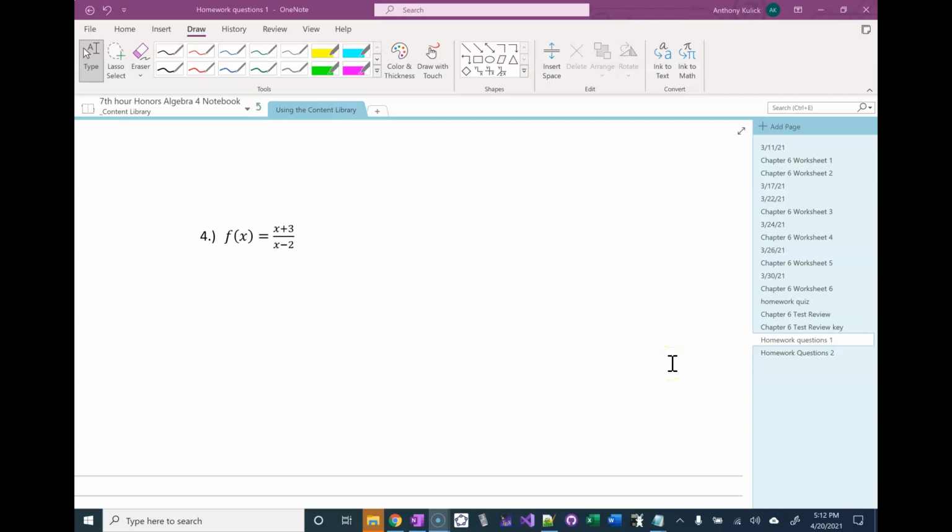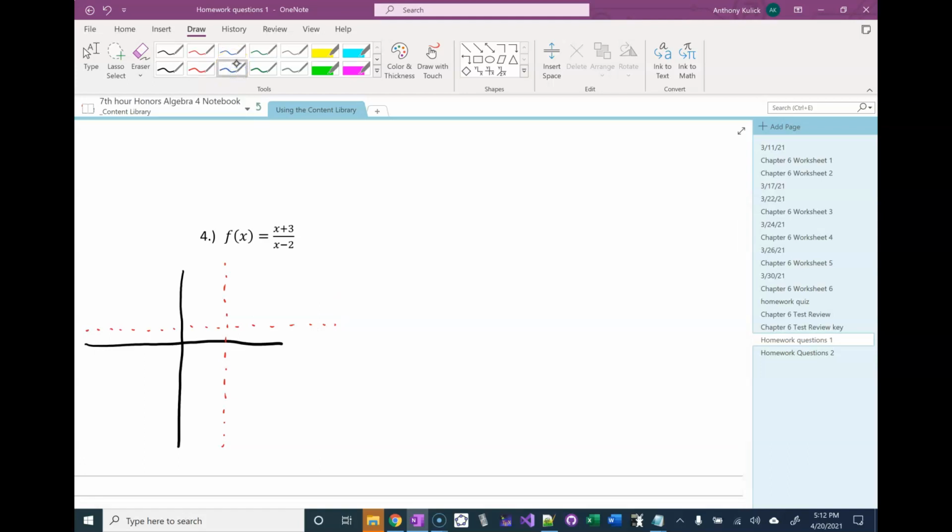Okay, so the first part asks us to graph our function. We should recognize this as a rational function. So I should be able to see easily that it should have a vertical asymptote at +2. And since the degree of the numerator is equal to the degree of the denominator, it should have a horizontal asymptote at 1/1, leading coefficient of the numerator over leading coefficient of the denominator.